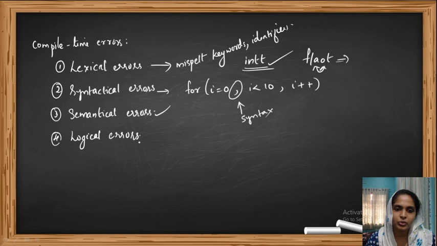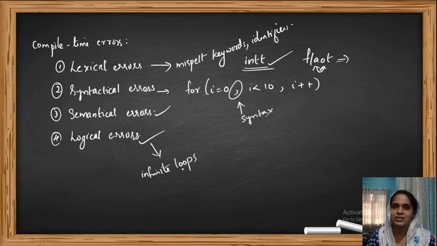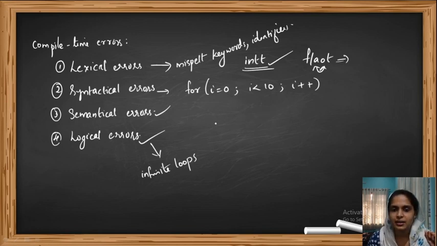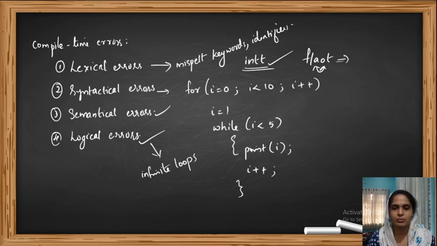And finally, the fourth one is logical errors. For example, we can say infinite loops. That means there are no lexical or syntax or semantical errors, but the error is in the logic of the program. For example, let's consider a while loop: while i less than 5. Suppose this is our program. Initially the value of i is 1. Until the value becomes greater than 5, we will print the value of i. Okay. So that's our code.